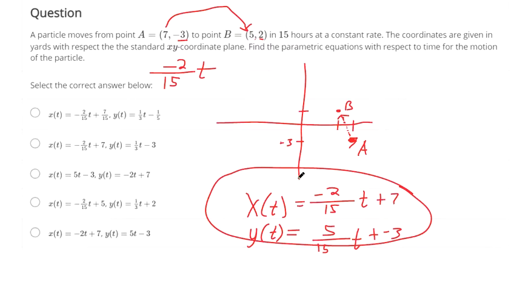This one looks good. And then 5 over 15, that's 1 over 3. So this is the correct option. It matches the functions that we just made.